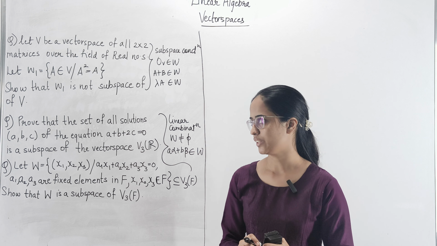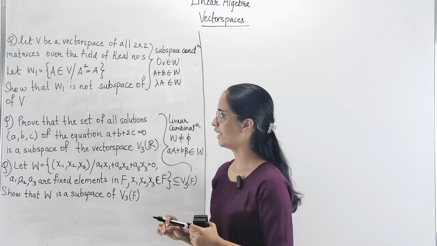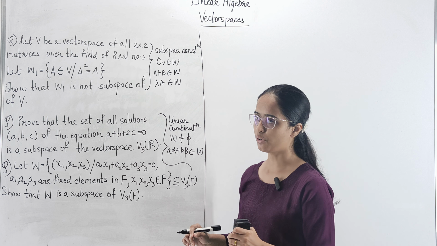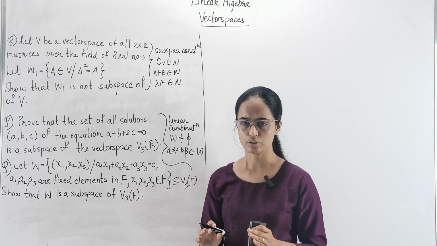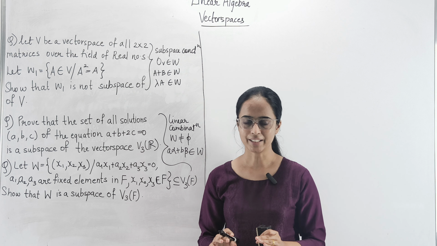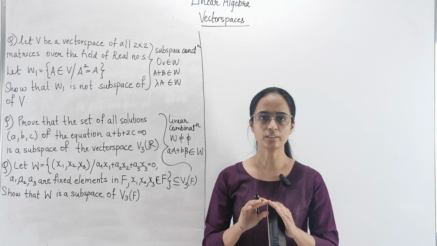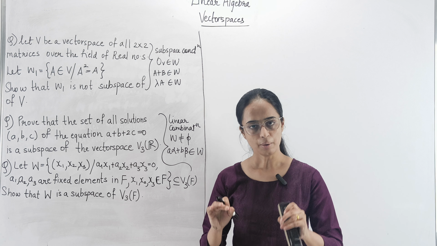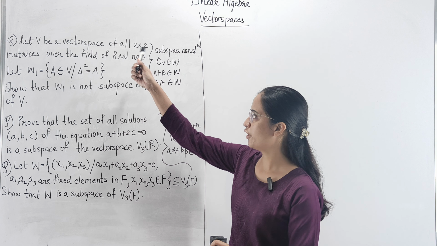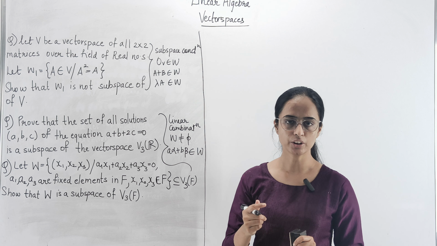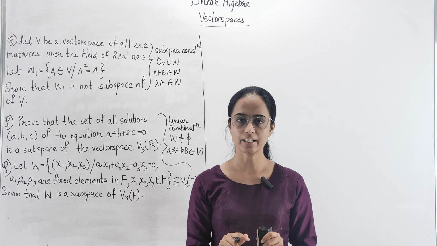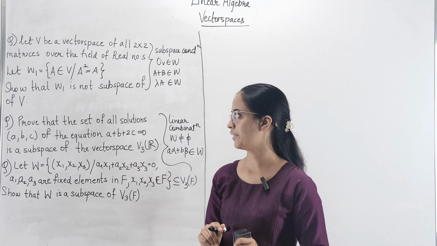So the first question says that let V be a vector space of all 2 cross 2 matrices. So the vector space would be consisting of all possible 2 cross 2 matrices over the field of real numbers. इसका मतलब क्या है कि जो मैट्रिक्स में एंट्रीज रहेंगे वो रियल नंबर्स के रहेंगे.